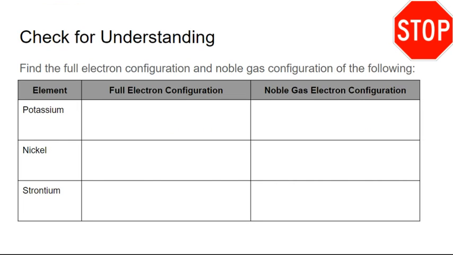All right, so now it's time for you to pause the video and work out these 3 practice problems here. Check for understanding, make sure you got it. Okay, write the full electron configuration for potassium, nickel, and strontium, as well as the noble gas configurations. After you've worked those out, go ahead and continue with the video where you'll be able to check your answers and make sure you got it.